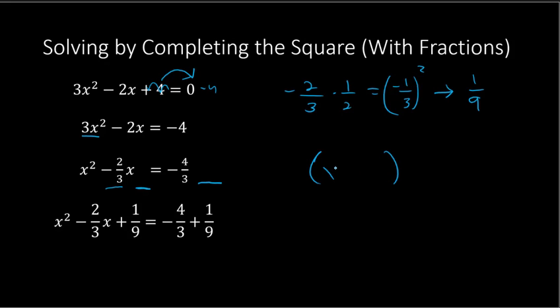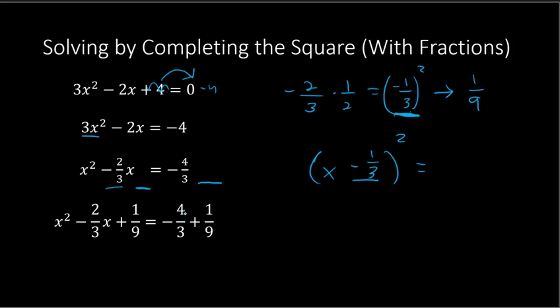We know it's going to be x, something here, and then squared. And the something that goes here is going to be the number we squared to get to the 1/9. And that was the negative 1/3, right? Negative 1/3 squared gave you the 1/9, and that's what goes right there. So on the left, we have x minus 1/3 squared.